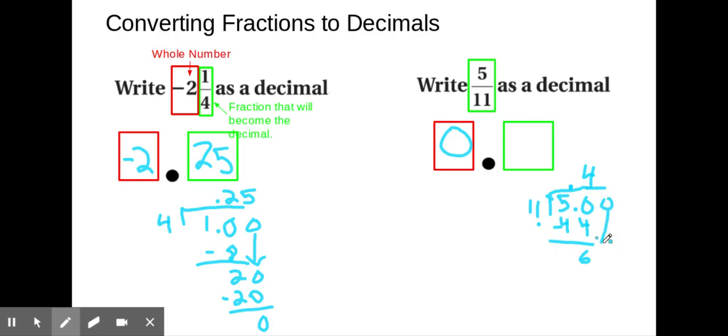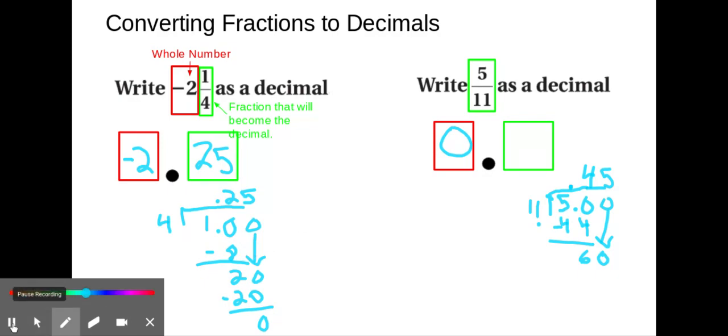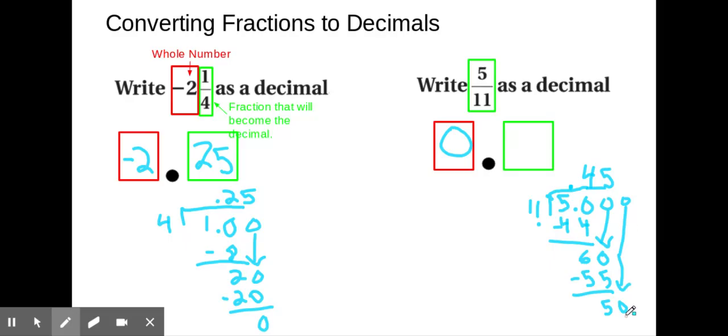So 11 goes into 60 5 times. So I'm going to put my 5 up here. And 11 times 5 equals 55. So I'm going to go ahead and subtract 55 from 60. When I subtract that, I end up with 5, and I bring down another 0, and I have 50. And oh my goodness, that's the same number as I had to start with. So I know it's going to be a 4 again, and a 5 again, and a 4 again, and a 5 again. So that means that what I have here is a repeating decimal.